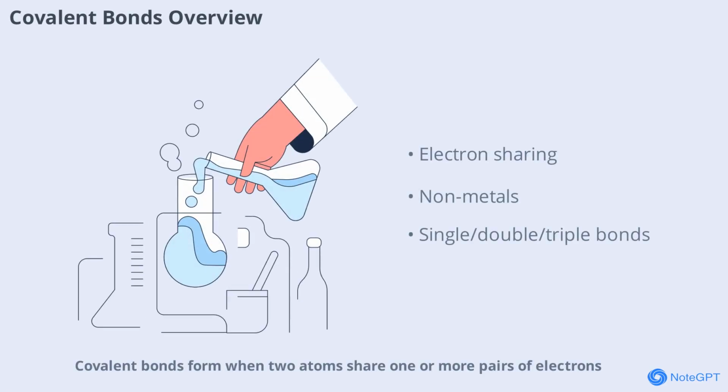Covalent bonds form when 2 atoms share 1 or more pairs of electrons. This type of bond usually occurs between nonmetal atoms. By sharing electrons, both atoms achieve a stable outer shell. Covalent bonds can be single, double, or triple depending on how many pairs of electrons are shared. Examples include water H2O and carbon dioxide CO2.